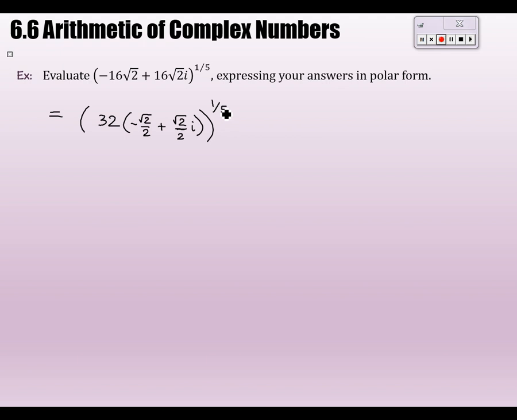I still haven't messed with the 1/5 power yet. But do you see what I'm doing? Because that makes it obvious to me that r is 32. And the angle is... what? What angle has a cosine and a sine of those values? What is it? 3 pi over 4. Okay.